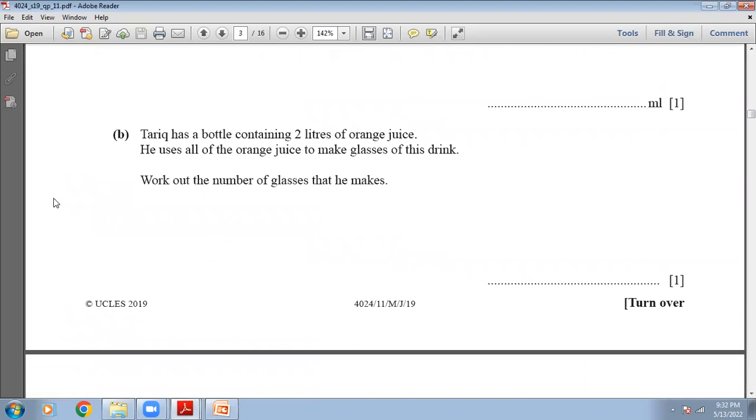Okay. The next question is Tariq has a bottle containing 2 liters of orange juice. You know, in 1 liter, there are 1000 ml. So in 2 liters, there will be 2000 ml of orange juice. He uses all of the orange juice to make glasses of this drink. Work out the number of glasses that he makes.